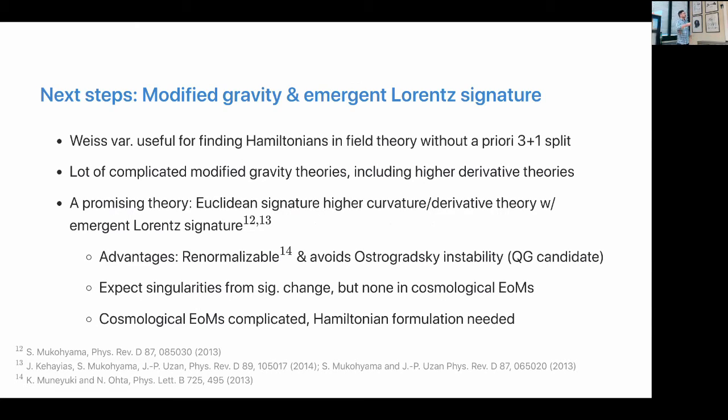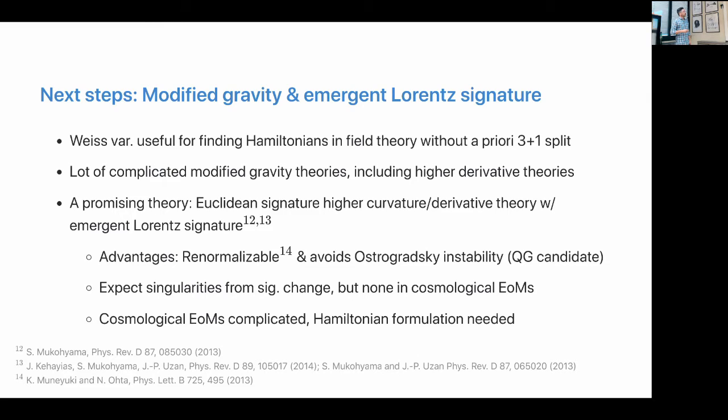And so, of course, one of the selling points is that you can get a Hamiltonian for field theory without a 3+1 split. And so it'd be nice to try this on a theory in which it's hard to do this. And of course, the problem is there are too many theories to choose from, as some of you might know. But there is one theory that I think is promising. This is a theory that one of my colleagues, Shinji Mukohyama, came up with maybe about 10 years ago, and I'm actually surprised it hasn't gotten that much attention.